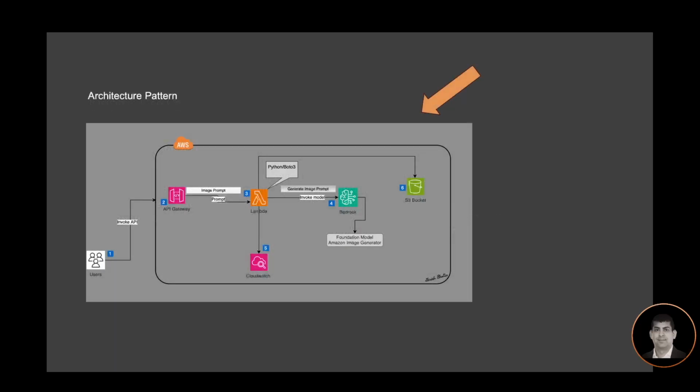Let's look at our architecture design. We have the user invoking a REST API via API Gateway and passing the image prompt. The image prompt is passed to a Lambda function written in Python and Boto3. This Lambda function invokes the Bedrock API, which uses underneath a foundation model, the Amazon Image Generator. It will return the image in the response, and the image will also be uploaded to the S3 bucket. Of course, CloudWatch is there to log all the events.